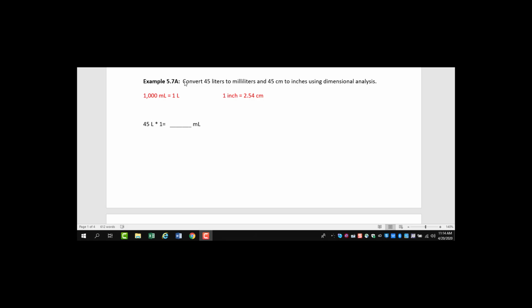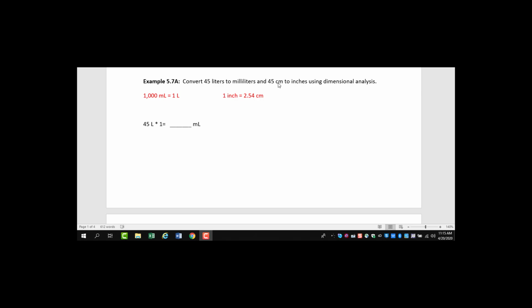Okay, in this example we're going to go through, it's an important example because I'm going to explain exactly how this works. We're going to convert 45 liters to milliliters. I wrote in the conversion here. I'm not asking you to memorize any conversions, although milli means thousandths and kilo means thousand.